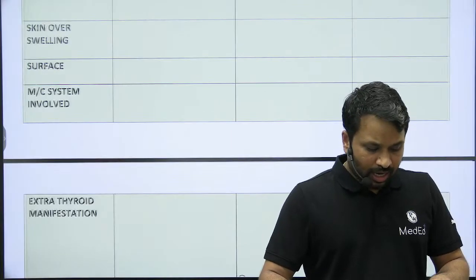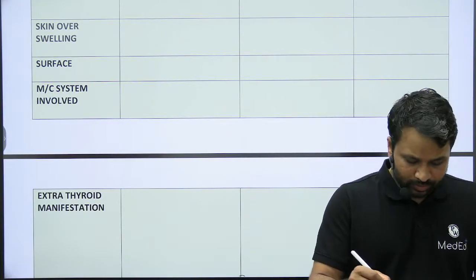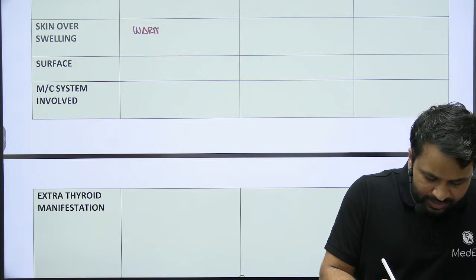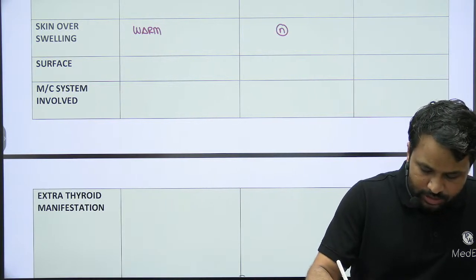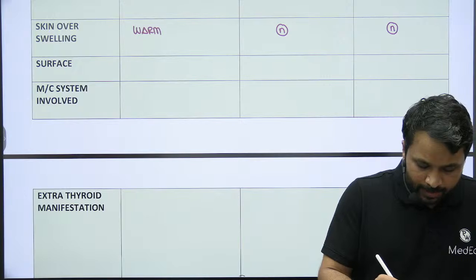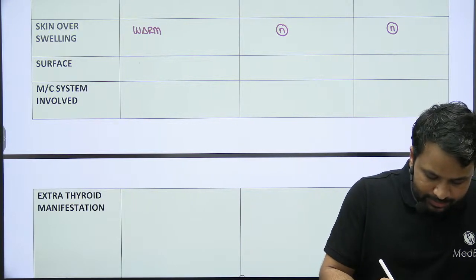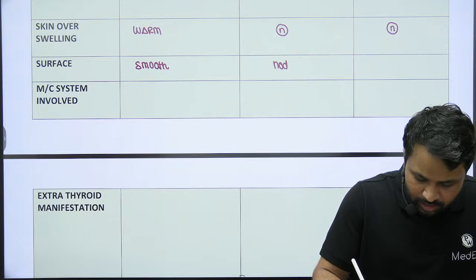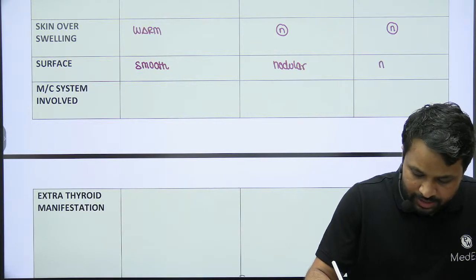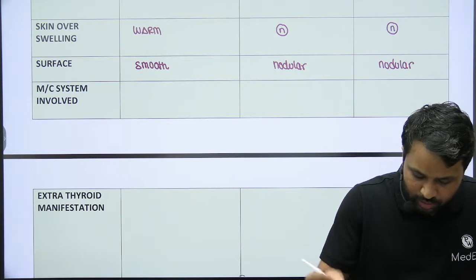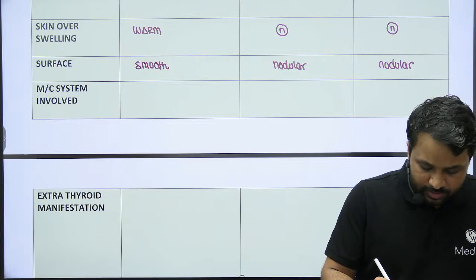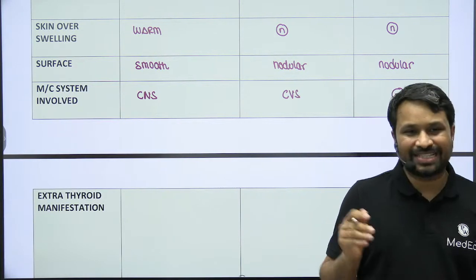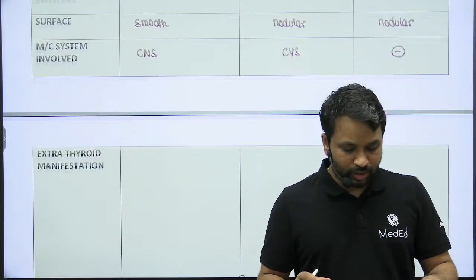Now, how is the skin over the swelling? The skin over the swelling in Graves' is going to be warm because of increased vascularity. In the other two, the skin over the swelling will be normal as surrounding. The surface here is going to be smooth because there are no nodules. The other two will have a nodular surface. The most common system involved in Graves' is CNS. Here it is CVS. Toxic adenoma does not have any specific system involved.